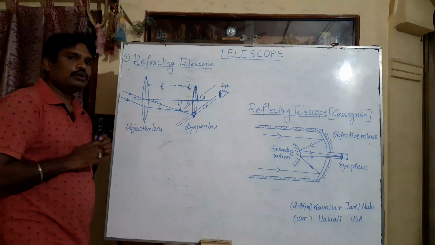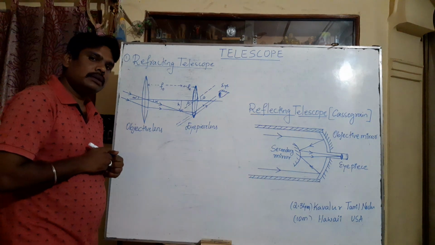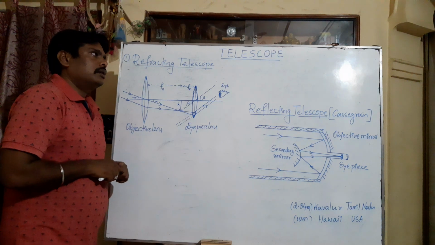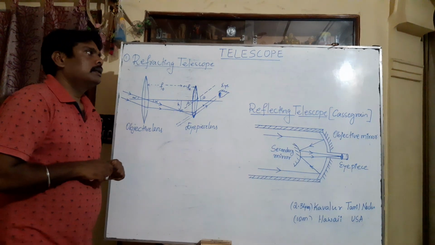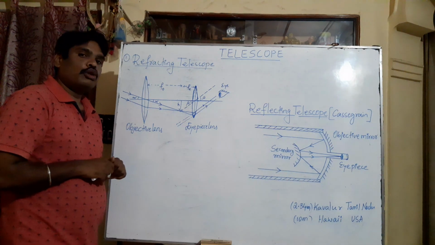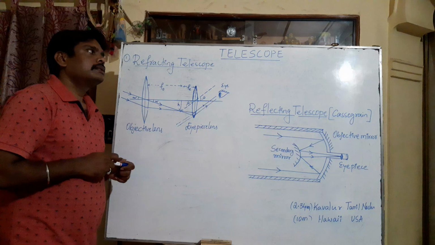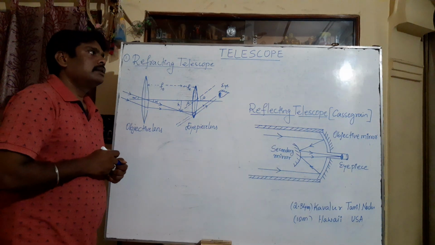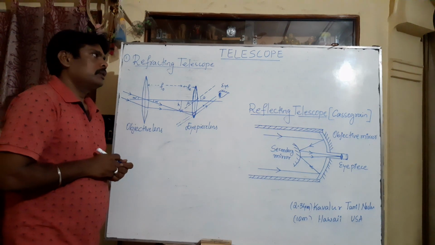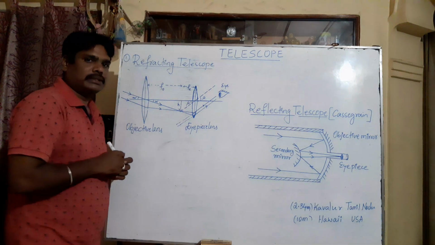See here, telescope is an optical instrument used to observe very far objects. That's why there are mainly two types of telescope: one is a terrestrial telescope, another one is a celestial telescope. Astronomical telescopes can be used to see the different planets and also the moon, so it has a large distance observation. And a terrestrial telescope can be used to see nearby objects.